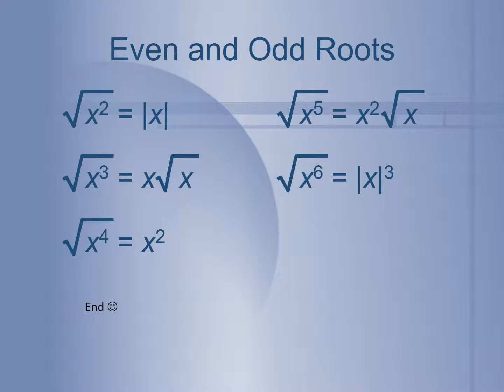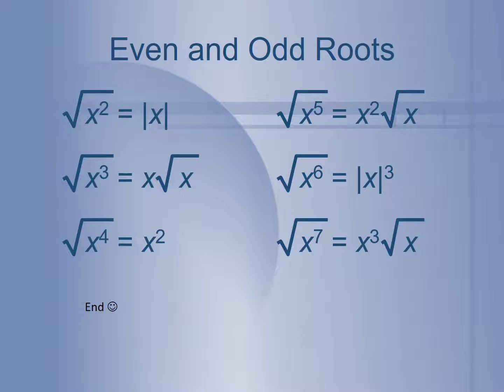And then x to the 6th is going to become the absolute value of x cubed. The reason why is that x to the 6th is the same as x to the 4th times x squared. Well, the square root of x to the 4th we know is x squared. However, the square root of x squared is the absolute value of x. So we have x squared here and the absolute value of x here, so there's a total of 3. So it becomes the absolute value of x cubed.